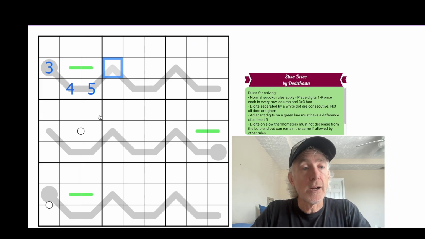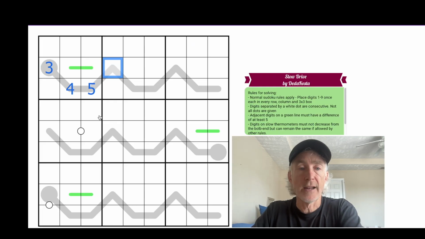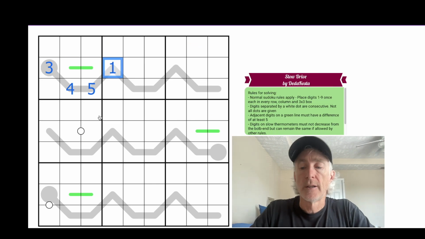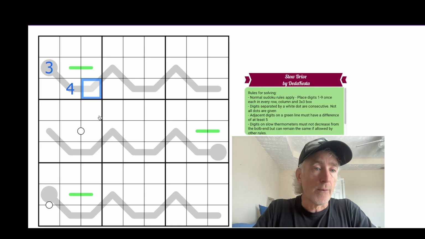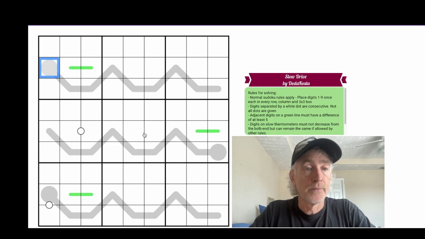But with a slow thermometer, this digit here could still be a 5, because it just can't go down. Like you can't have a 4, 3, 2, or 1. So that's how slow thermometers work. And those are the rules. So again, there's a link in the description if you'd like to try the puzzle yourself.